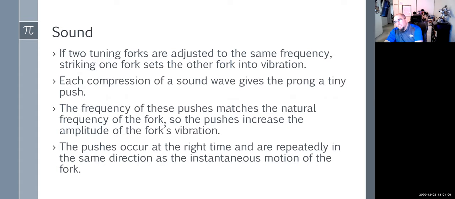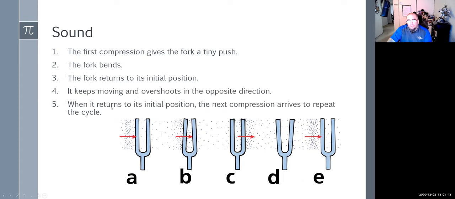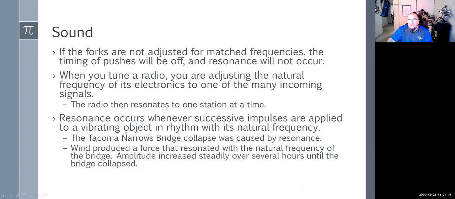If two tuning forks are adjusted to the same frequency, striking one fork will actually get the other fork to vibrate. So if I had two tuning forks of the exact same frequency, and I hit this one and I put it beside the other one, it will cause the other one to vibrate. Each compression of a sound wave gives the prong of the fork just a tiny push, right? And that frequency will match the natural frequency of the fork. So it increases the amplitude of the fork's vibration. The push occurs at the right time and is repeated in the same direction as the instantaneous motion of the fork. So here's an example of it, right? The fork bends, the fork returns to its initial position. That's kind of the way a tuning fork works.